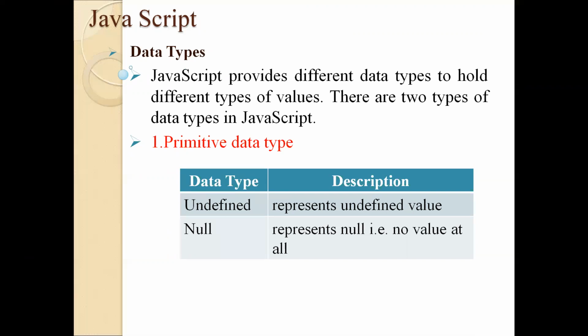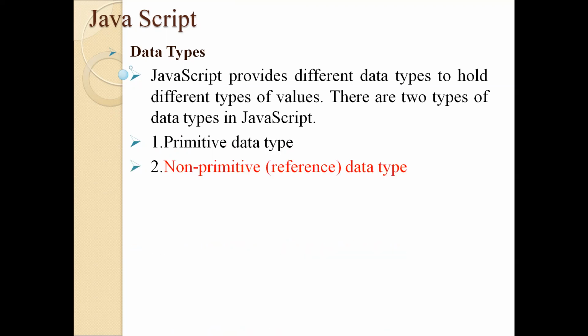So the data types which come along with the language are called primitive or default data types, and the data types which we create for our purpose are called derived data types, or non-primitive data types. So let us see the non-primitive data types. That means the data types we can create in JavaScript.